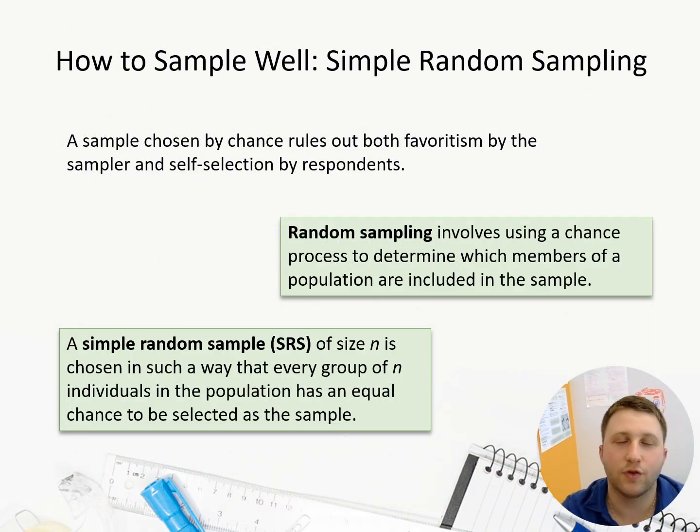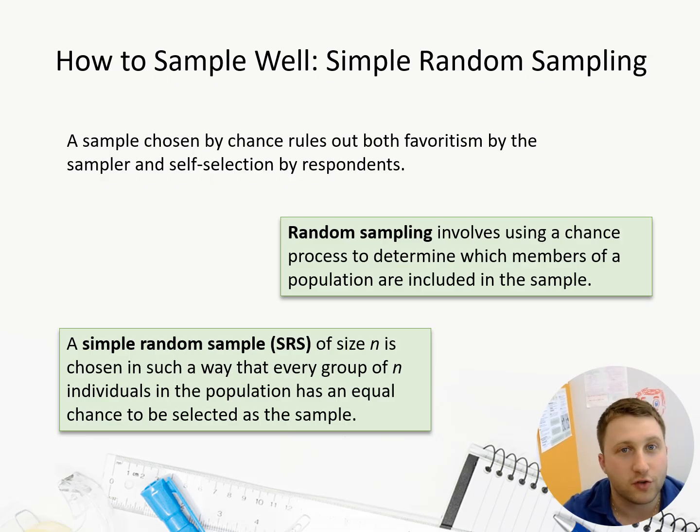So again, if you think about voluntary response bias, that is self-selection by respondents. If you think about convenience sampling, that could yield favoritism by the sampler. And if we want to do away with both, what we do instead is random sampling, which involves the use of some chance process to determine which members of a population are going to be included in your sample.